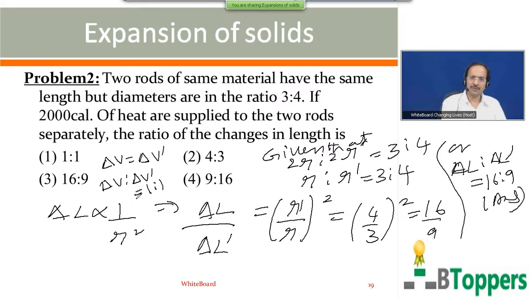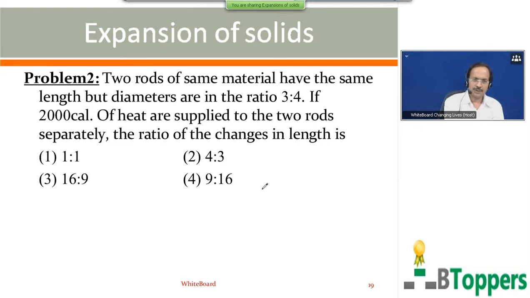In case you are unable to remember the conclusion, you have to repeat the procedure which I explained for the calculation of delta L by delta L dash. That is, you have to equate delta Q for the two cases. First, you can find the ratio of the increase in temperature of the first rod to the increase in temperature of the second rod. In case you don't remember the conclusion, you can proceed this way. Equate delta Q for the first rod with delta Q for the second rod, which is equal to 2000 calories. That numerical value is not needed to answer.